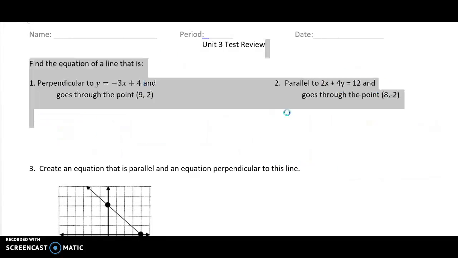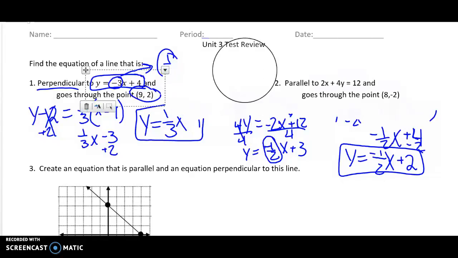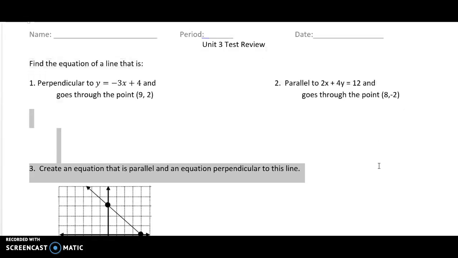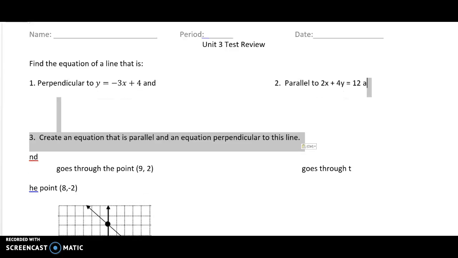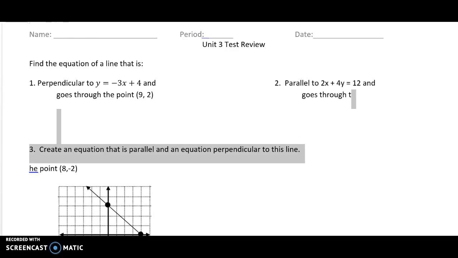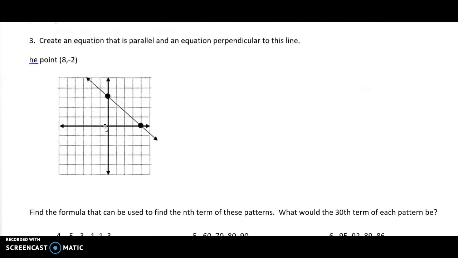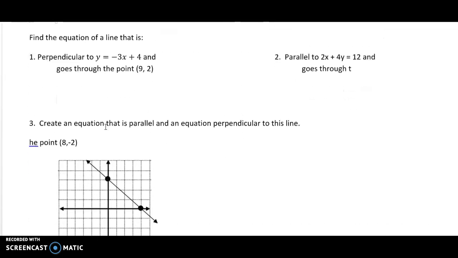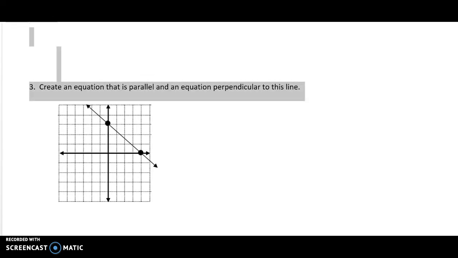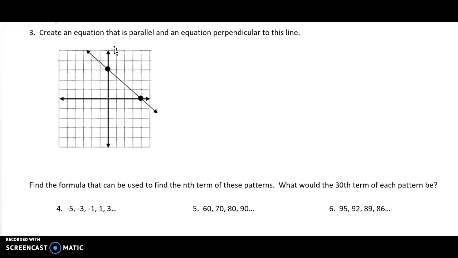Next, I want to create an equation that is parallel and an equation perpendicular to the given line. Whoa, what's going on? Erase all that. Let's scroll down. How can I scroll? What the heck? There we go. Okay, technical difficulties. Whoa. There we go.